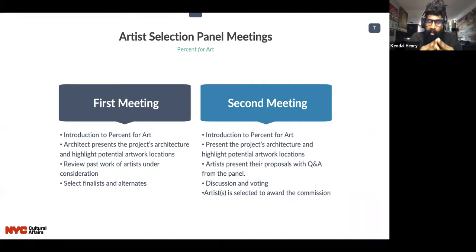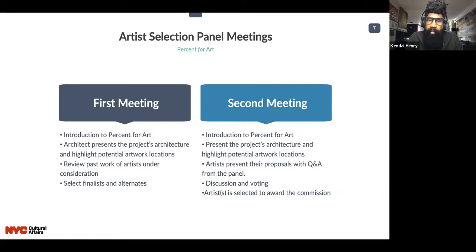But before that even begins, there's a lot of work that has to be done. Because again, in one of the first images I showed you, community is a huge component of that. So before we even begin our first meeting, we meet with the community and let them know that this is happening. We are going to be considering an artist, we are going to be commissioning an artwork, and we want them to be part of it.